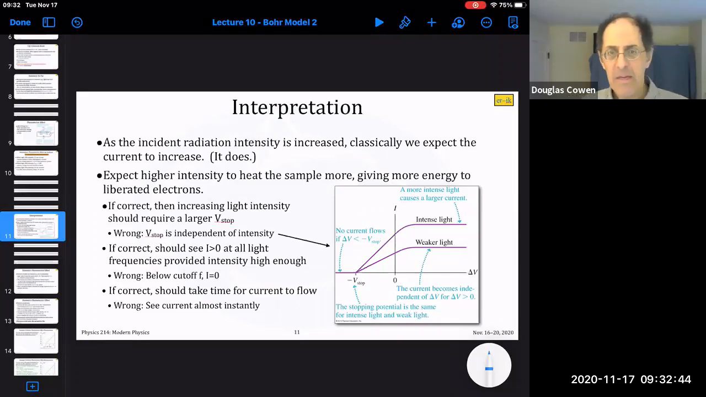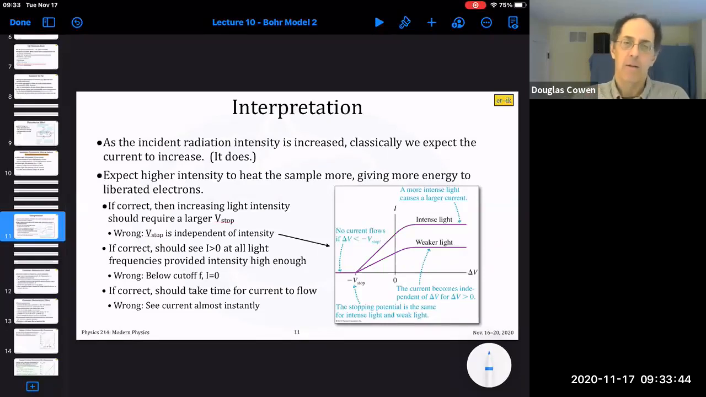Secondly, if higher intensity light gives more energy to liberated electrons, then you would expect to see a current that's non-zero. You would always expect to see electrons moving from left to right, from cathode to anode, independent of the light frequency, independent of whether it was ultraviolet or infrared. But you saw in that demonstration that it worked for ultraviolet, and we got electrons going across. But for the infrared, even at 100% intensity, nothing happened. And if you explore all the frequencies in between ultraviolet and infrared, you would find that at a certain point, there's no longer any current independent of how intense you make the light source.